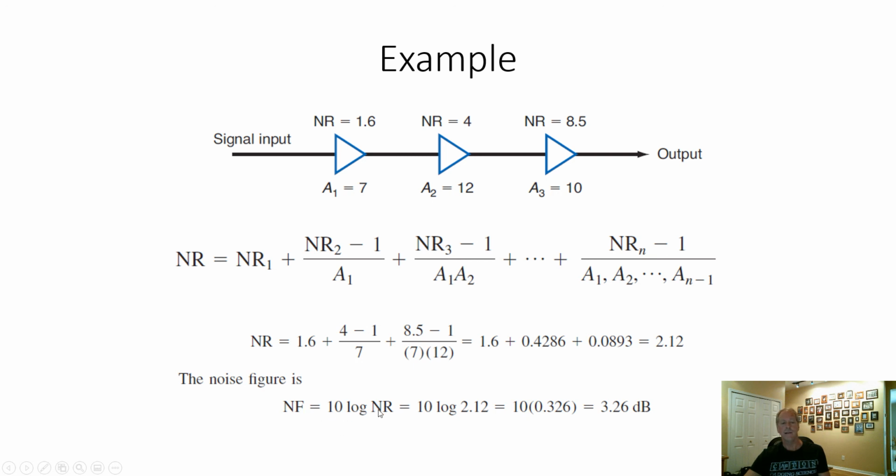The noise figure is 10 log of the noise ratio. It's 10 log of 2.12. You end up with 3.26 dB. Okay, so that's that chapter on noise and receivers.